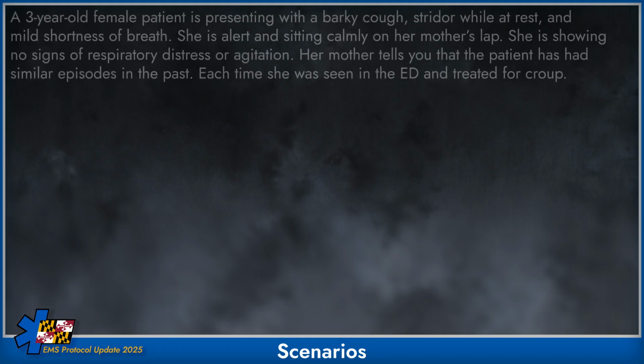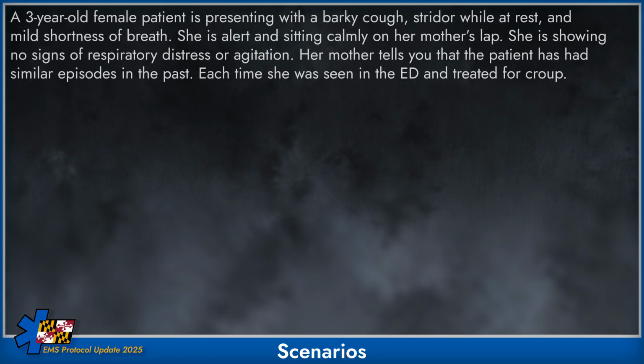A 3-year-old female patient is presenting with a barky cough, stridor while at rest, and mild shortness of breath. She is alert and sitting calmly on her mother's lap. She is showing no signs of respiratory distress or agitation. Her mother tells you the patient has had similar episodes in the past, each time she was seen in the ED and treated for croup.